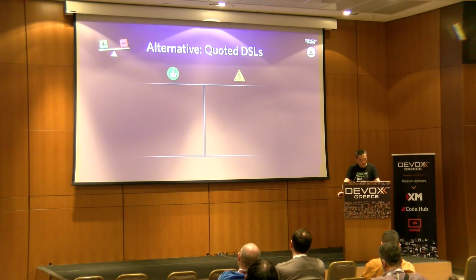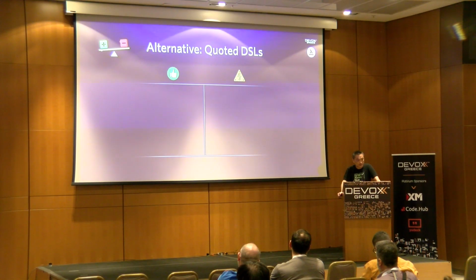And there's another alternative, quoted DSLs. This also lets you reuse Haskell syntax. What this means is, quoted means metaprogramming using quotations and splices and things like that. So essentially what this does is manipulating ASTs, but instead of using a compiler plugin, you do that using metaprogramming, using quotations.